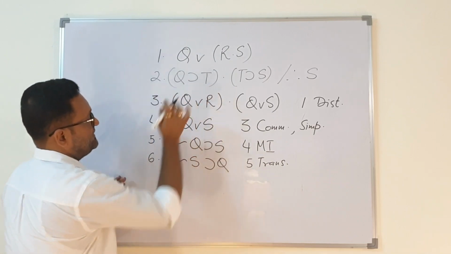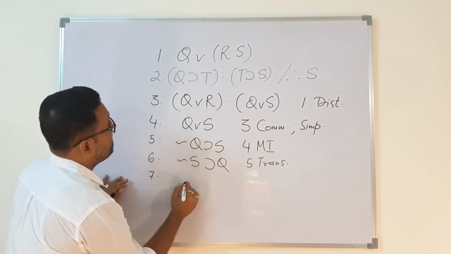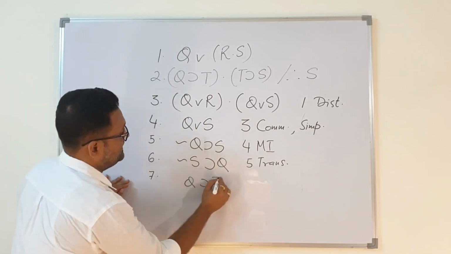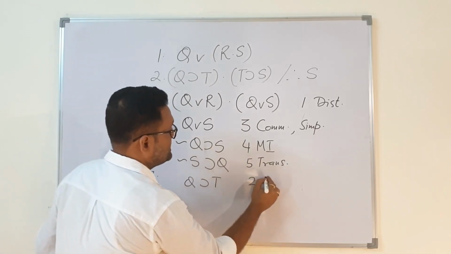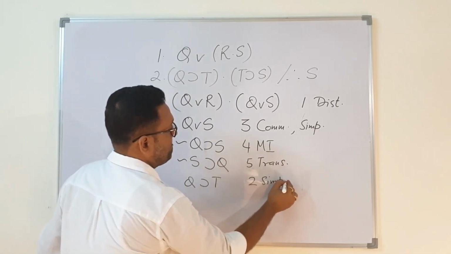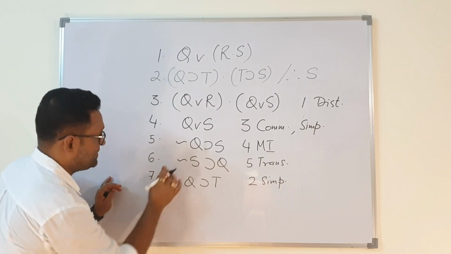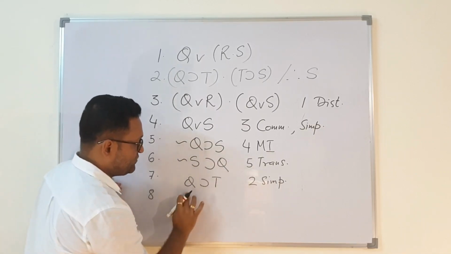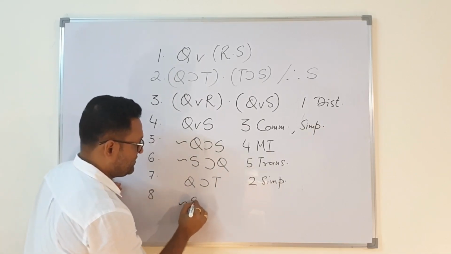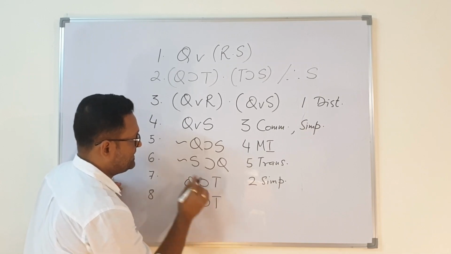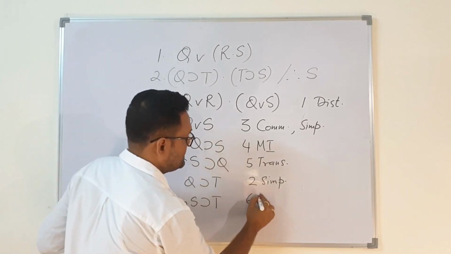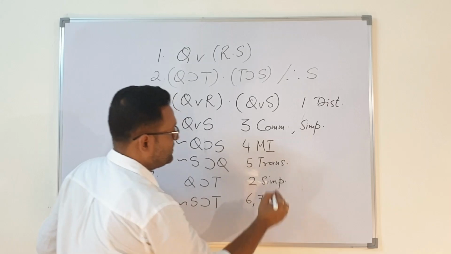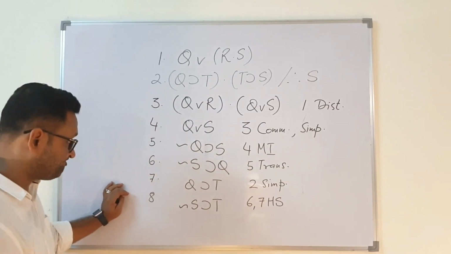Now I will simplify this step. 7. Q implies T. So this is 2 simplification. Then 8. Negation of S implies Q, Q implies T. So negation of S implies T. So this will be 6, 7 hypothetical syllogism. So I have got this.